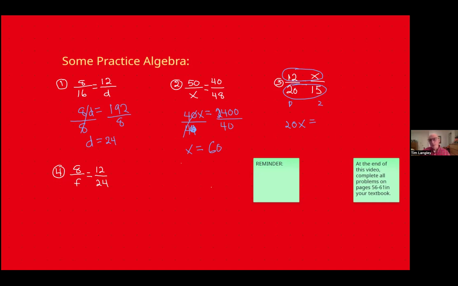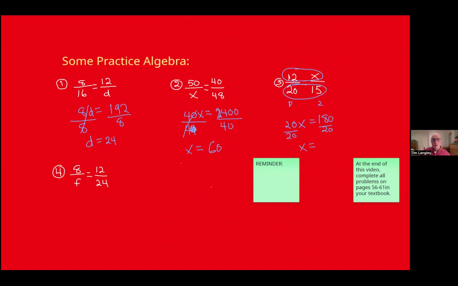I think you guys know what to do by now. Next, I've got to get rid of that 20 to get x all by itself. So I'm going to divide both sides by 20. And I'm going to get x equals 180 divided by 20, 9. Okay, and there's my answer.